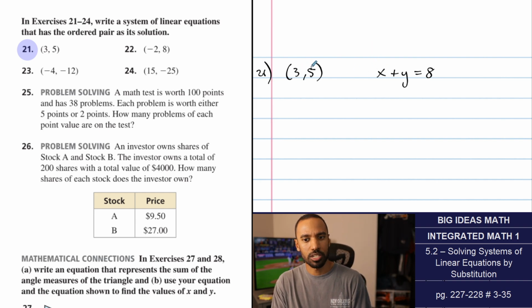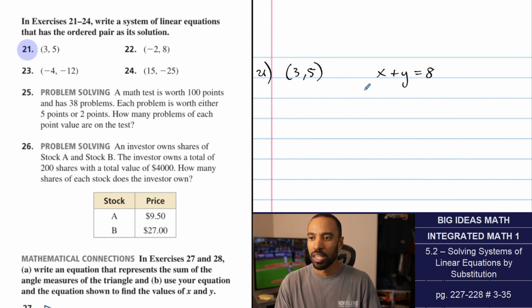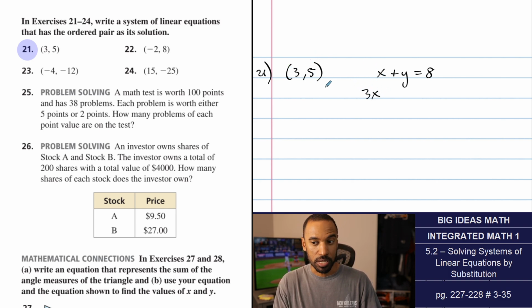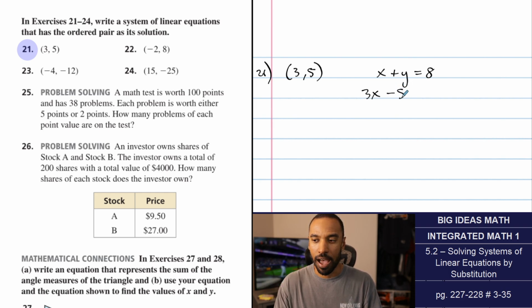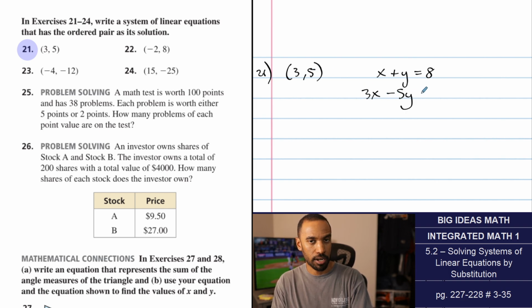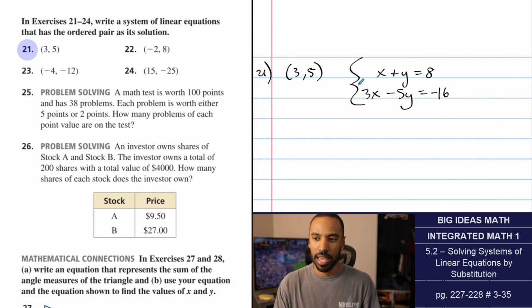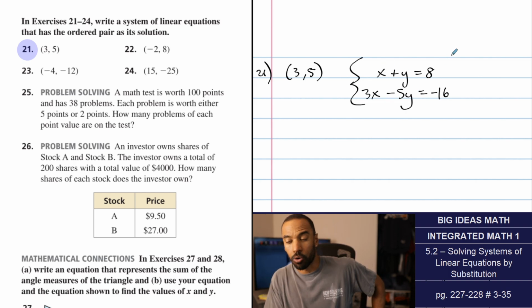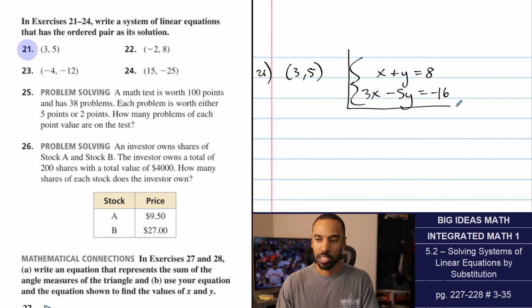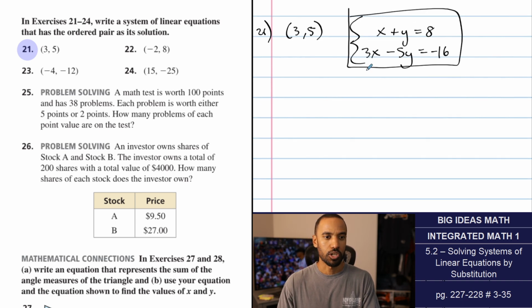You just got to do things that just work, right? If I said 3x, that'd be 3 times 3, which is 9, right? Minus 5y, minus 25. So 9 minus 25 is negative 16, right? So boom, there's the system. Just make sure it's a distinct equation from the other one, and that'll work. That's my answer. These are open-ended things.